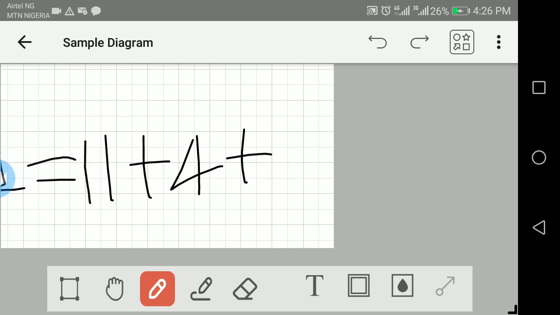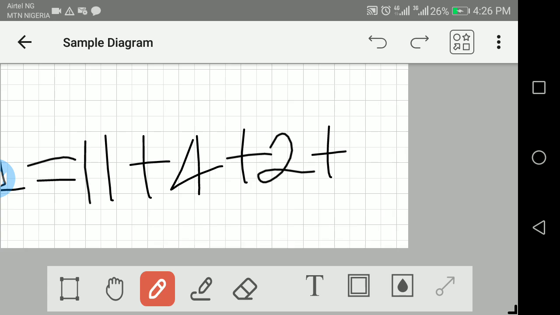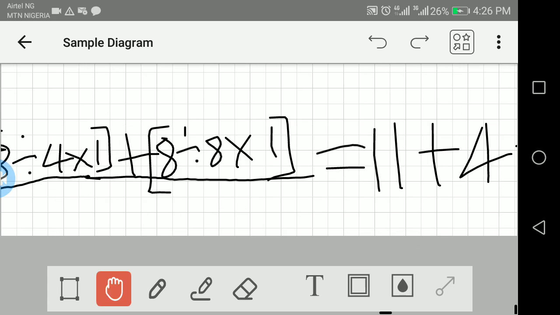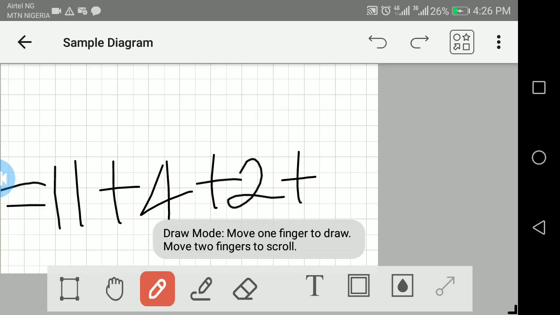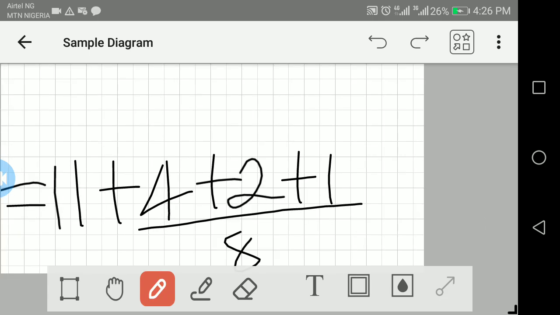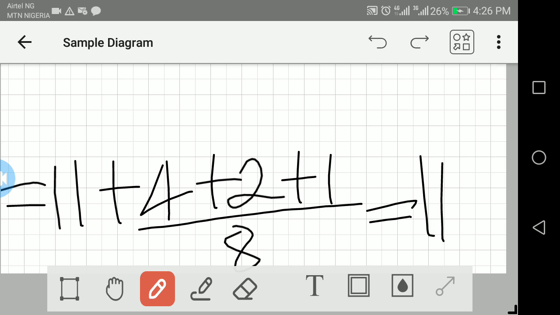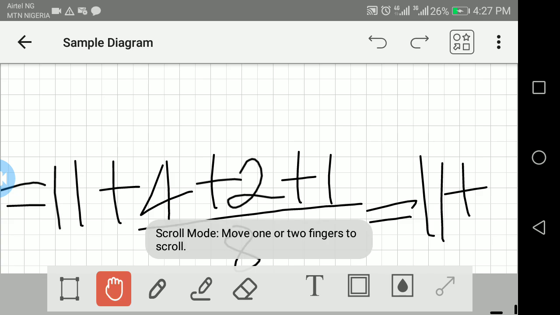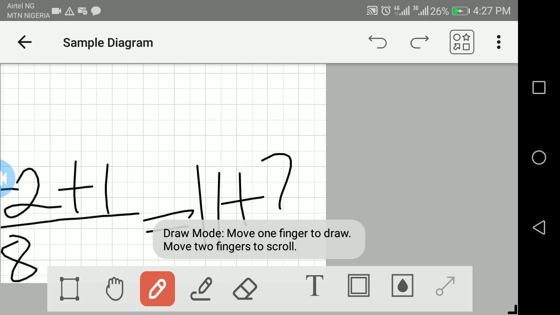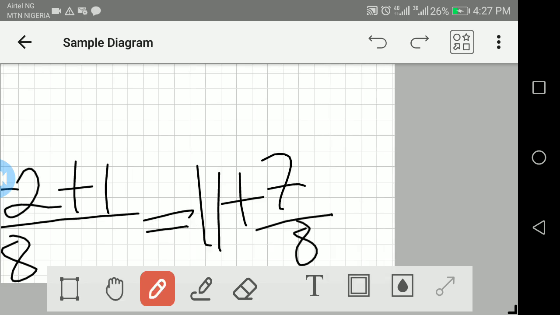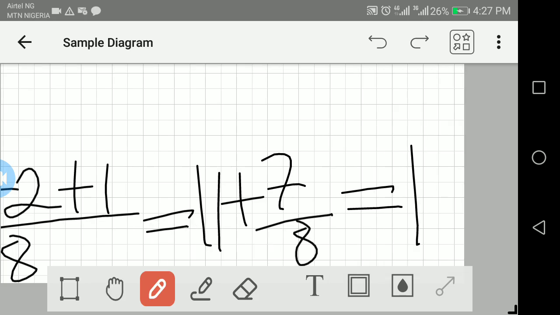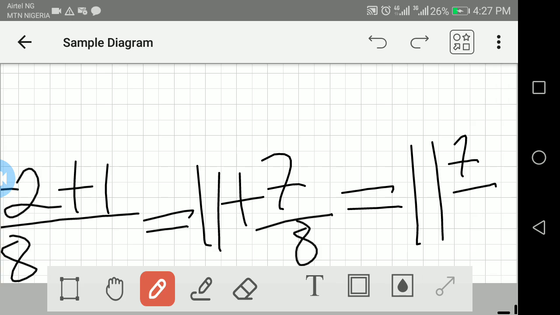So you come back. 2 plus 8 divided by 8 is 1. 1 times 1 is 1. Okay. 1 all over what? 8. This is simply equal to 11 whole number plus 4 plus 2 is 6. 6 plus 1, 7. So we have 7 all over 8. They can be simply written as equal to 11 whole number 7 over 8.